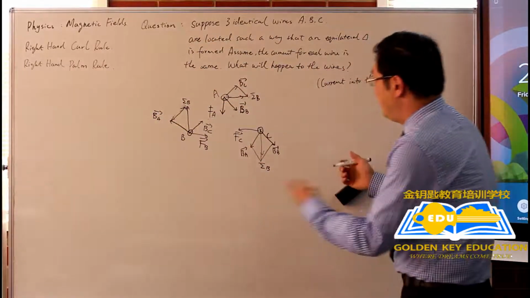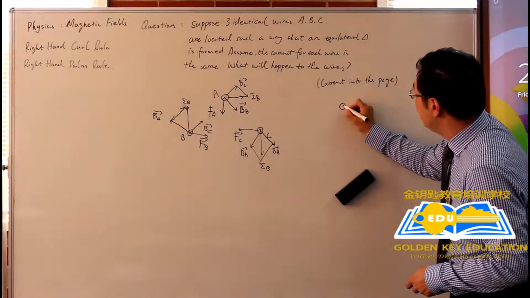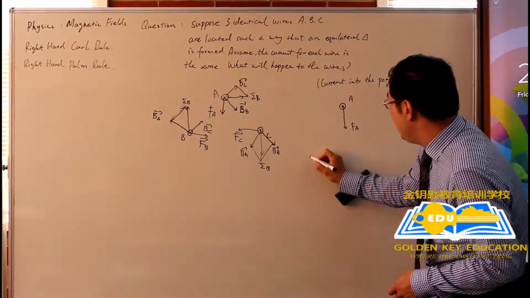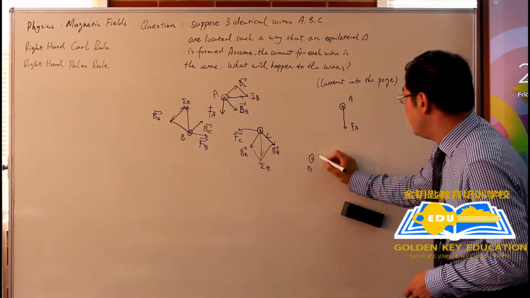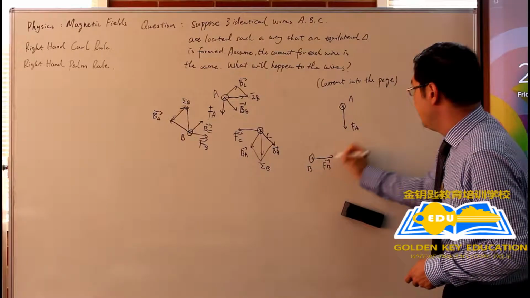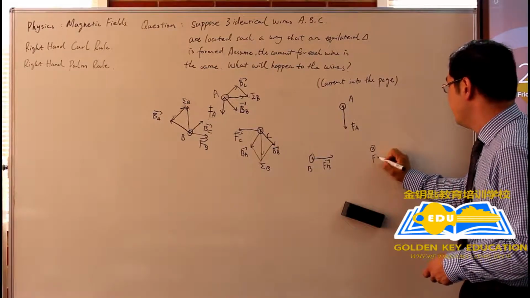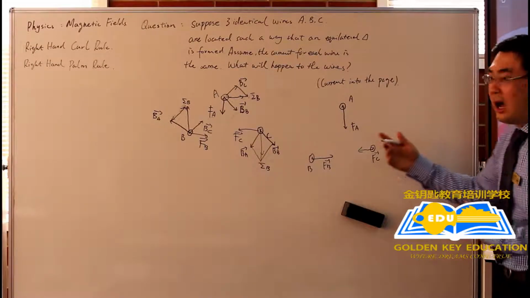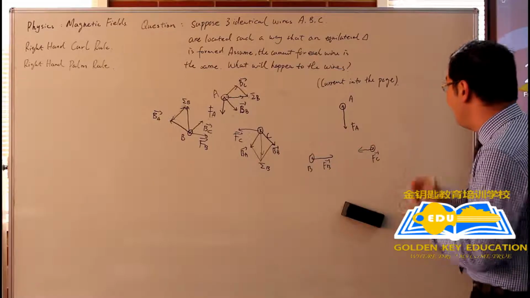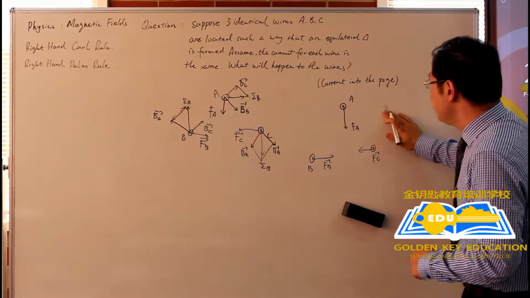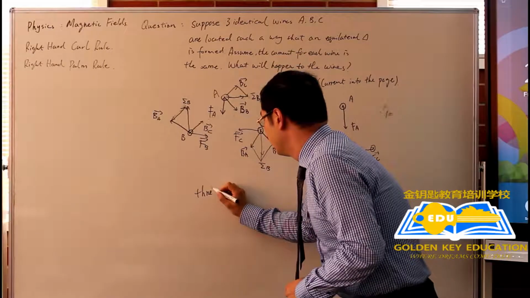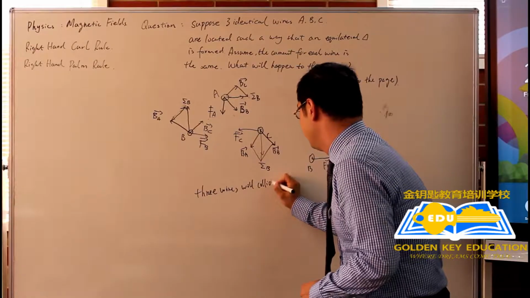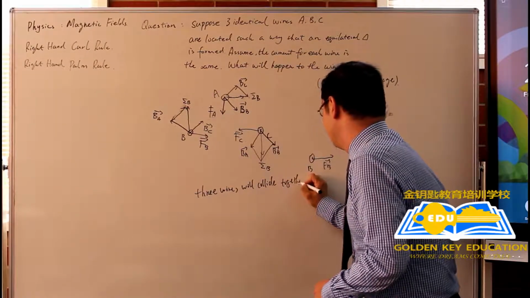Now what will happen is we can try to draw this again just to show the forces. On wire A, this is pointing down. On wire B, this is pointing to the right. And wire C is pointing to the left. So to answer the previous question, what will happen to the three wires? Well, what will happen is the three wires will collide together.